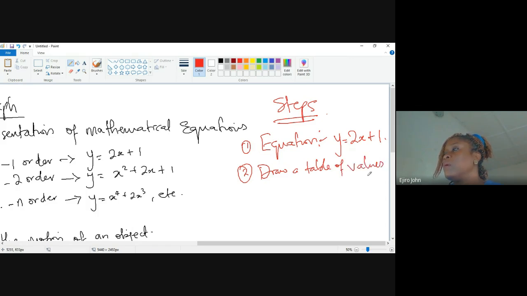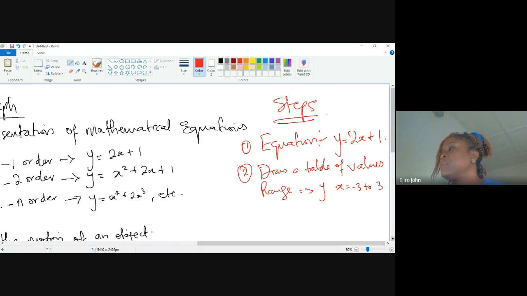values. If you are doing an experiment, you will be generating values from that experiment. So if you want to draw the table of values for y equal to 2x plus 1, you will also be given a range. They could tell you to find the value of y for x equal to -3 to +3. That is the range.